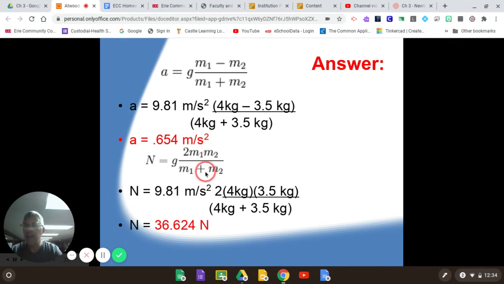The tension, which is on the wire. Let's say we got a wire or a string that we're using and say, hey, we can only hold 40 newtons of tension. You can set this up and you say, yeah, it's going to work, because it comes up to be 36.6 newtons. So this is an example of the Atwood machine.